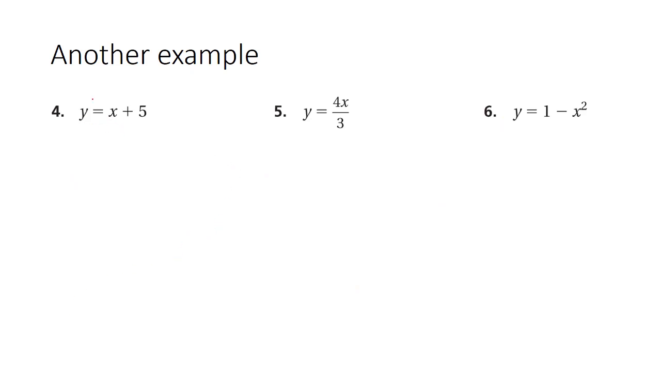Y equals x plus 5. Well, that's clearly 1x plus 5. That's a linear equation. Y equals 4x over 3. We can write this as y equals 4 over 3 times x plus 0. That's linear. And then we have y equals 1 minus x squared. That's a power of x. Non-linear.